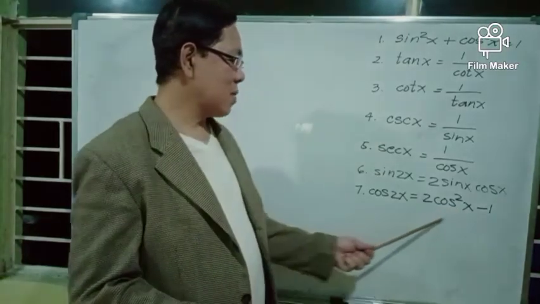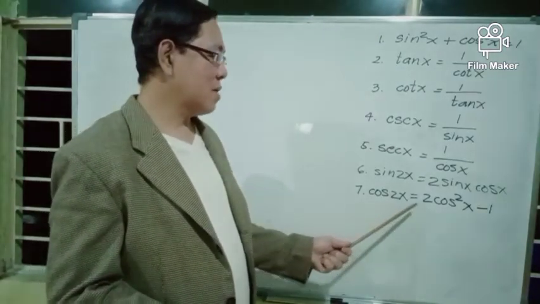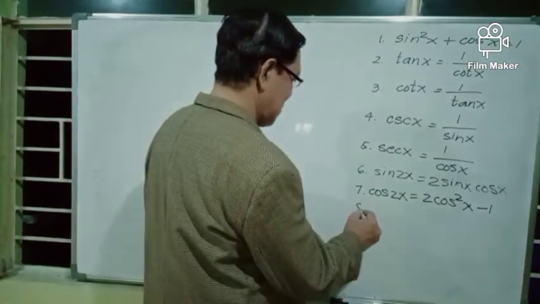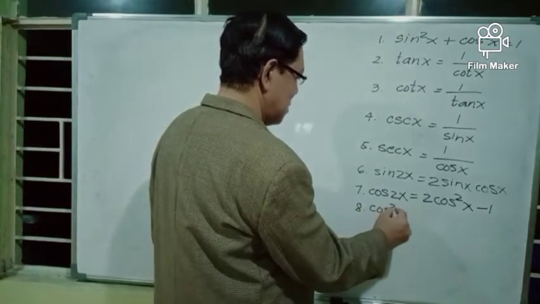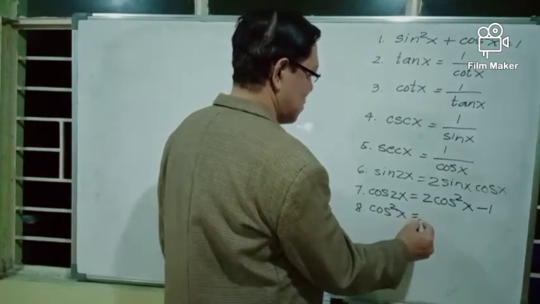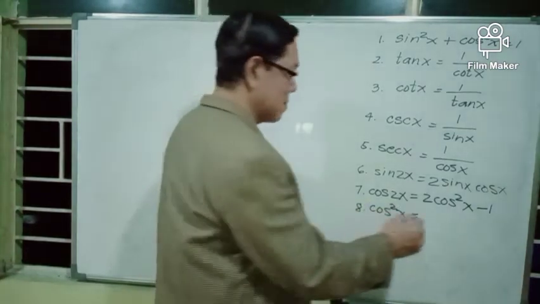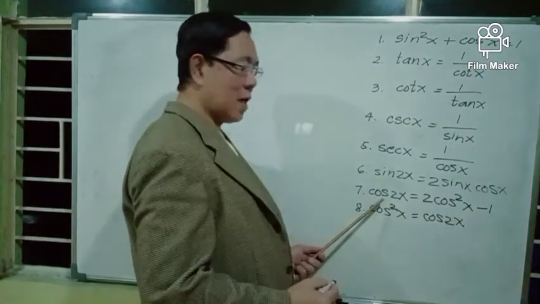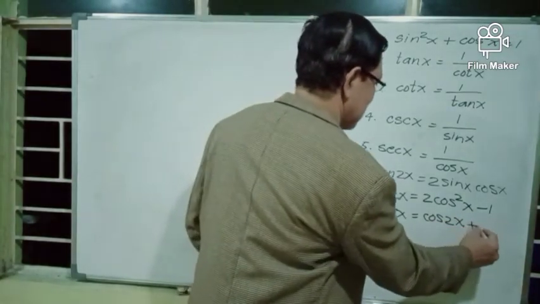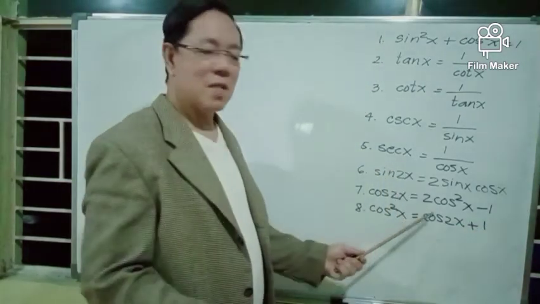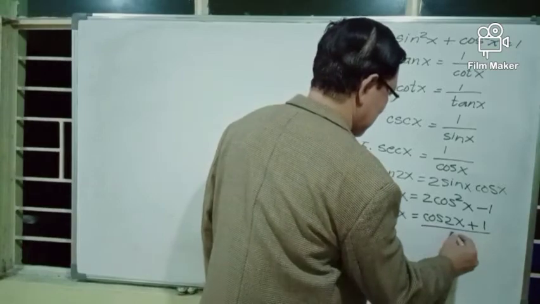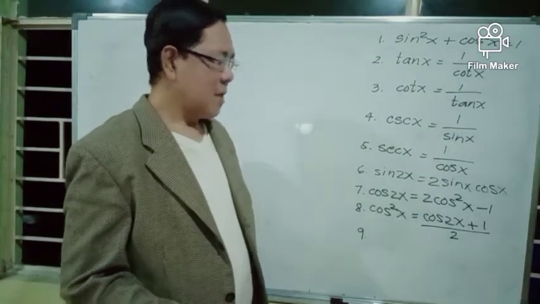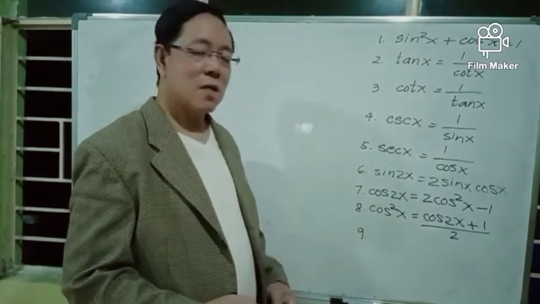By transposing negative 1 to the left hand side, it becomes positive 1. And dividing both sides by 2, we write that the square of cosine x is equal to cosine 2x plus 1, all over 2. Another expression equal to cosine 2x is this.